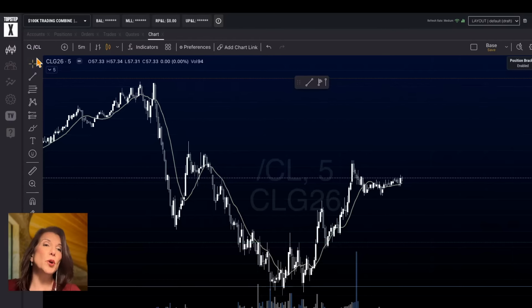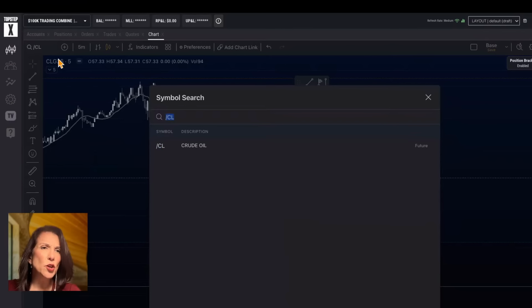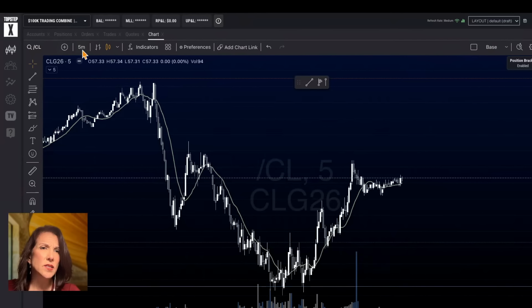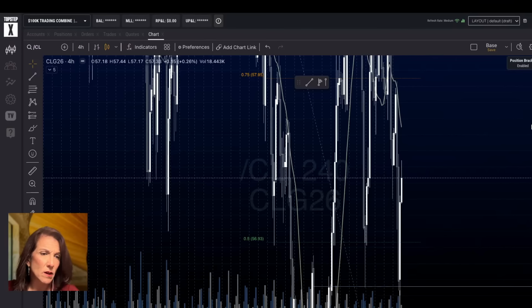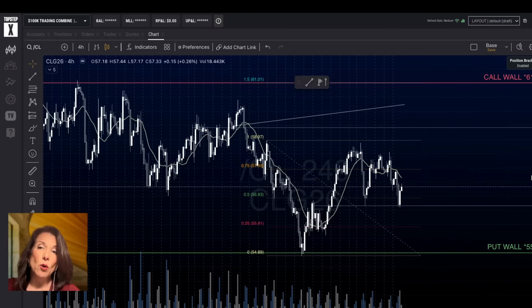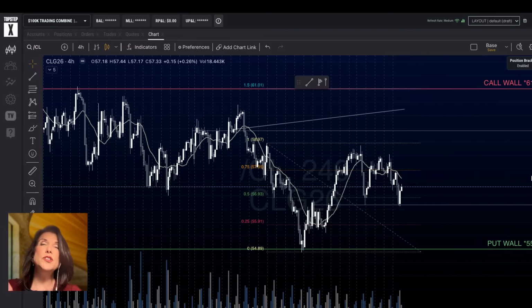So here's what's going on with oil. All right, I don't look at the micros. I look at the big index, and that gives me a better understanding of what's happening. Other than that, could you make your stops wide? Yes, or you could choose not to trade.